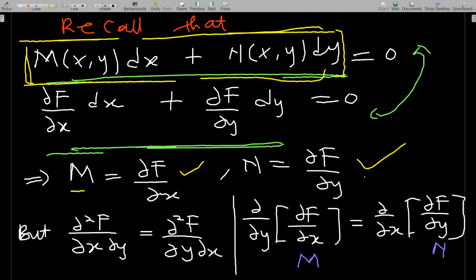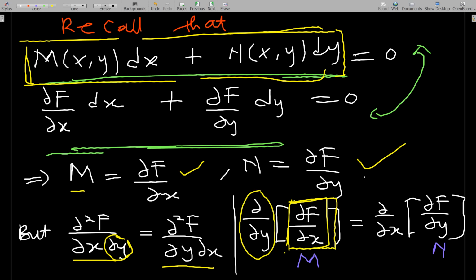In partial derivatives, del squared f del x del y means you do the partial with respect to y first, then come and do del f del x. With the other one, it is the same. This is from Clairaut's rule: del squared f del x del y is the same as del squared f del y del x. So I can do the first partial derivative with respect to x and then with respect to y, and this is the same as doing it with respect to y first and then x. This is true in partial derivatives.